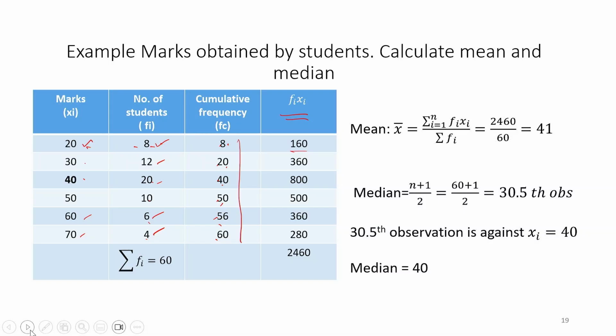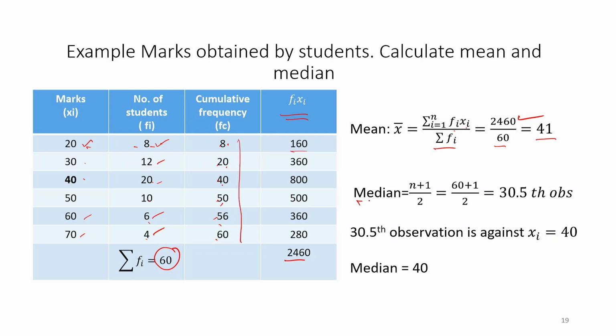So how to find the mean value of this? Mean is simply, in this case, sigma Fi Xi by sigma Fi, where F indicates the frequency. So what is Fi Xi? The summation is 2460, we write 2460 here. And what is the total number of students, the frequency? Sigma Fi is 60. So 2460 by 60 is 41. 41 becomes the average marks obtained by the students in this course. So mean is 41.